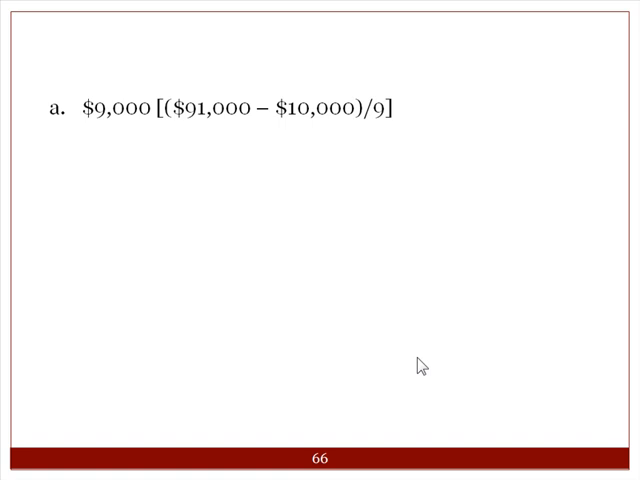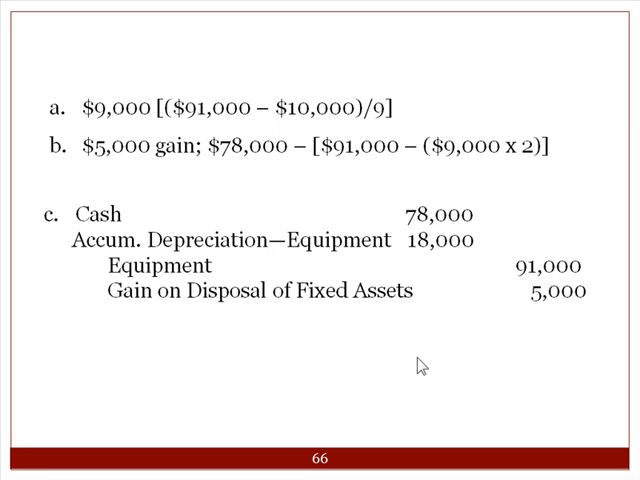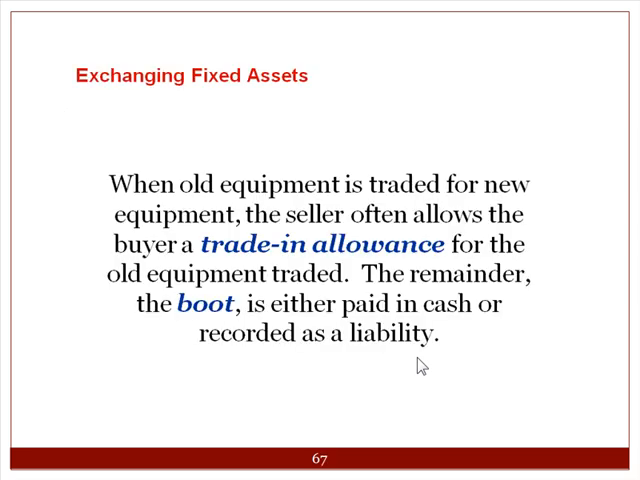So first we're going to find the amount of depreciation for a year. Then we're going to figure out after 2 years we sold it for $78. So we have a $5,000 gain. And this is how we book the entry. So print these slides out and walk through them and make sure that you really can do this on your own and use them as help when you do your homework.